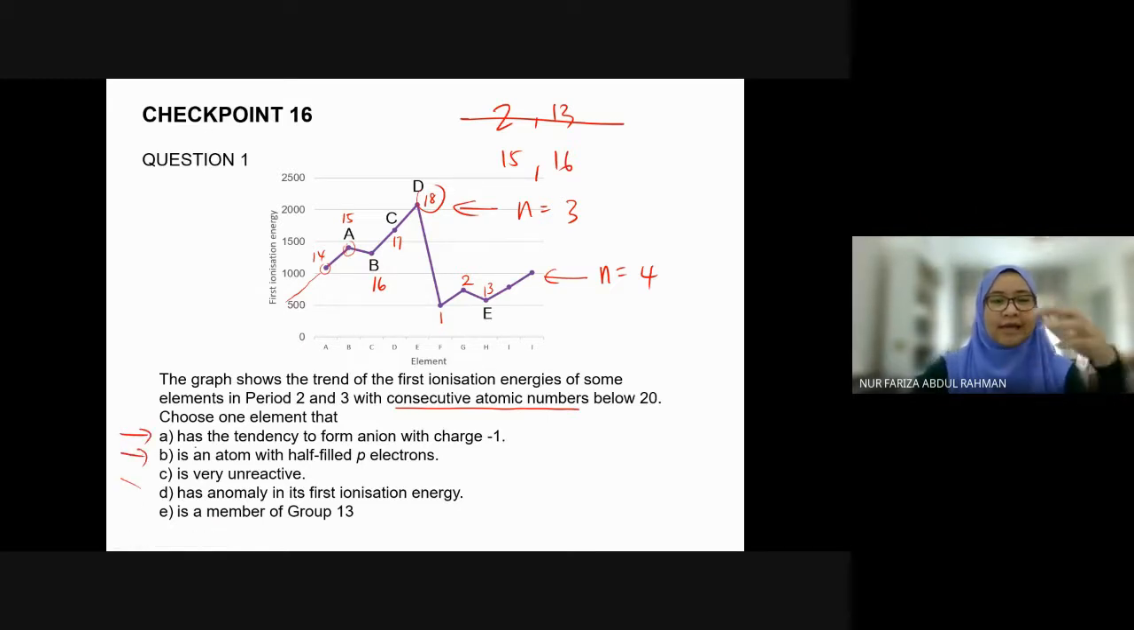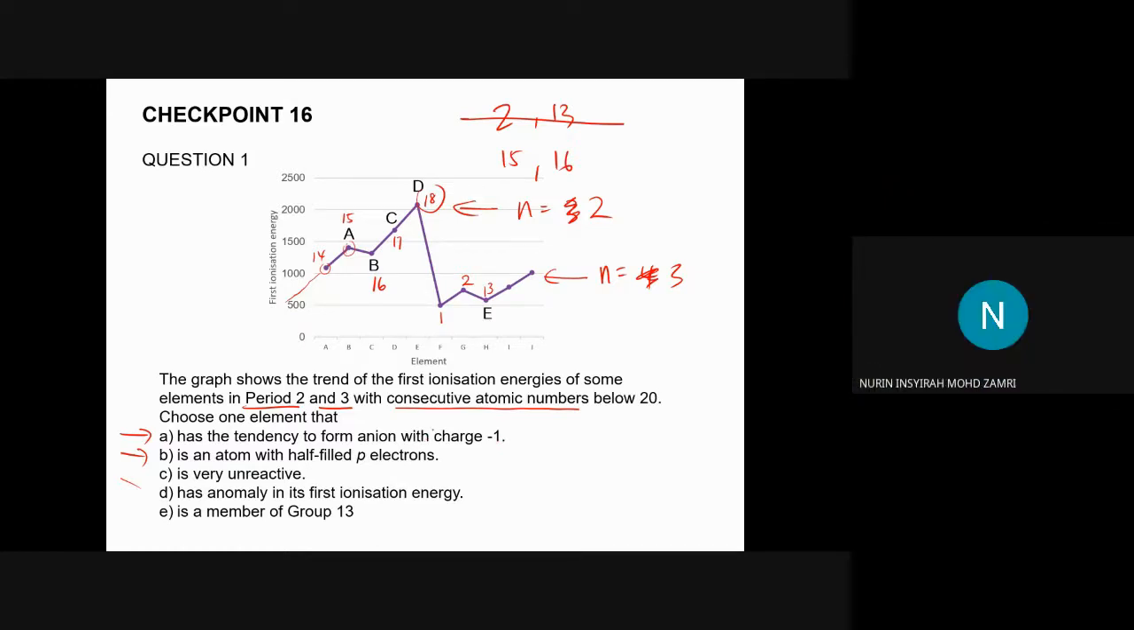Okay, alright. Soalan pertama, period 2 and period 3. Okay, salah. So dia dah cakap dah kat situ, tak perasan. Baca betul-betul. Period 2 and period 3, consecutive, berturutan. Has the tendency to form an ion with charge -1. Apa jawapan dia, guys? What will be the answer for A? C. Yep, the answer would be C.